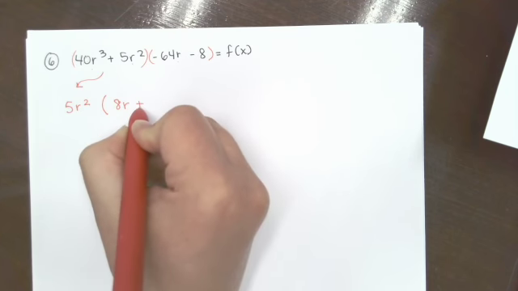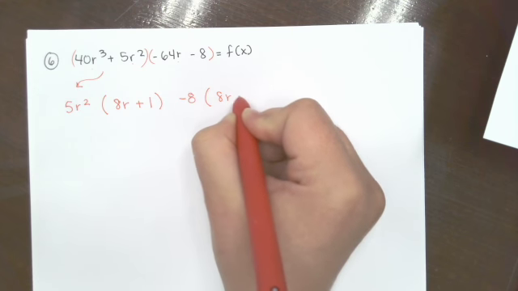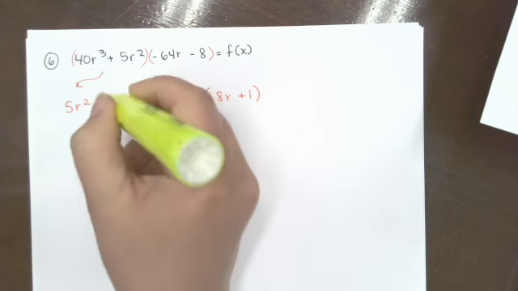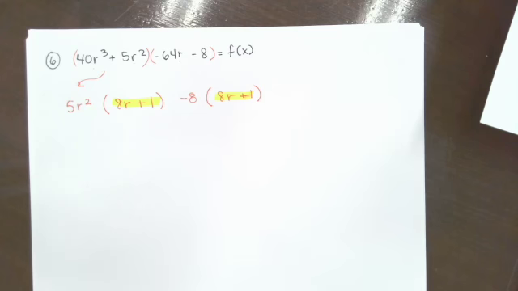Next one, we can pull out a negative 8. Left over r plus 1. Because we have 2 same things, we have this one and this one being the same, and it has to be the same. If it's not, you've done something wrong. We combine them and we write it once. They are the same, we write it once.